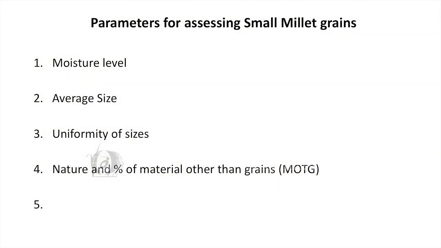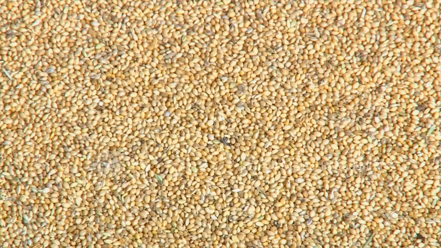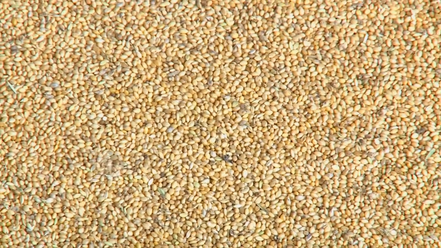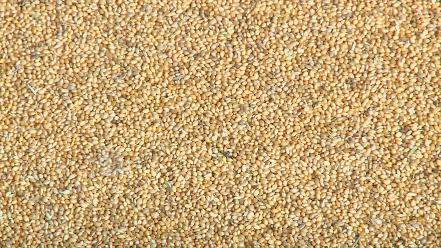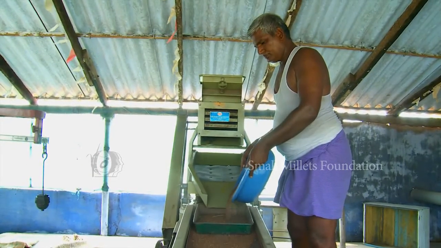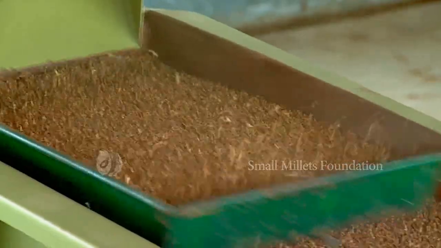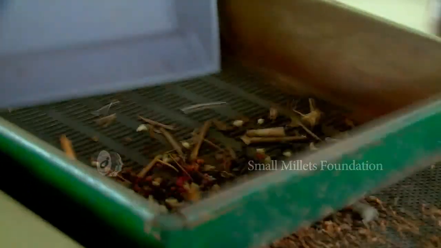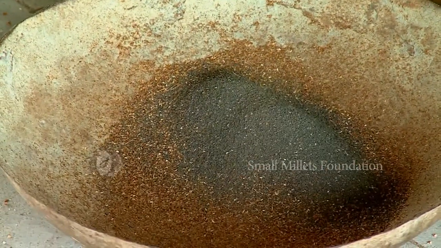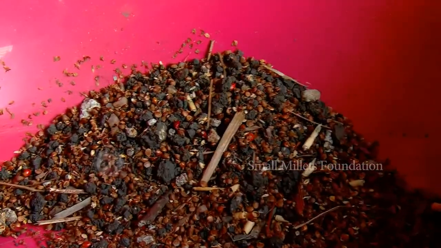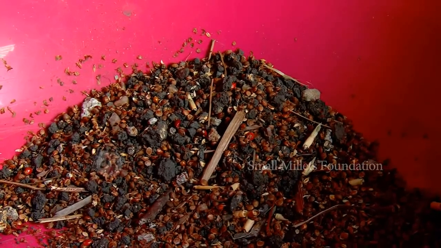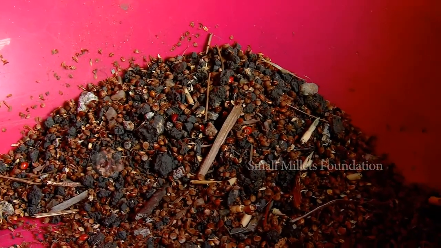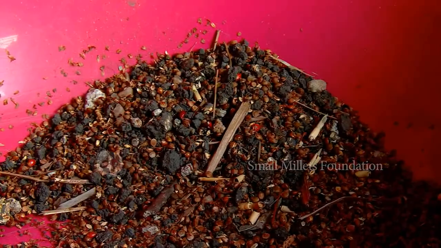Nature and percentage of material other than grains. There will almost always be some material other than grains in the material that is brought in for processing. Ideally, material other than grains should be zero, but rarely is that the case in reality. MOTG such as sand, large pebbles, stones, straw are a nuisance and inflict a financial cost on the processor.